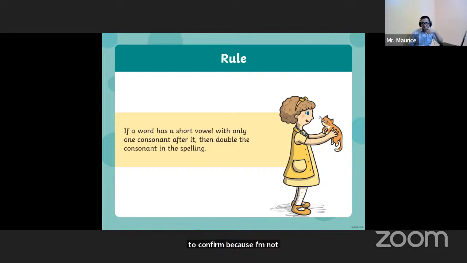Torres, Diana, could you please read what you see on the screen? If a word has a short vowel with only one consonant after it, then double the consonant in the spelling. Correct, thank you.